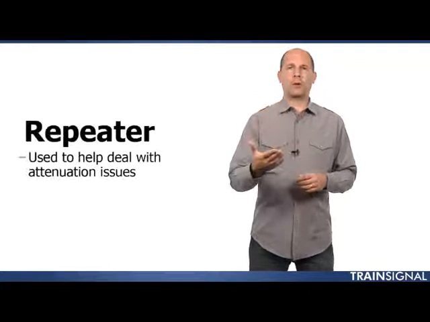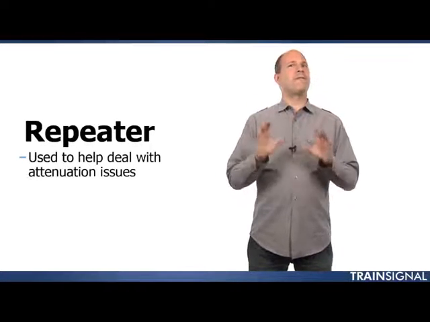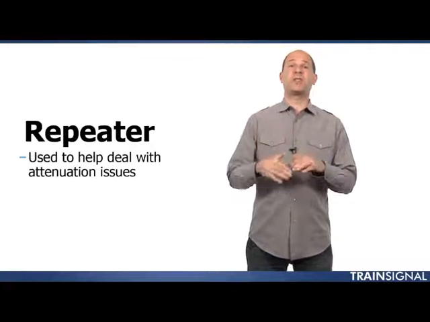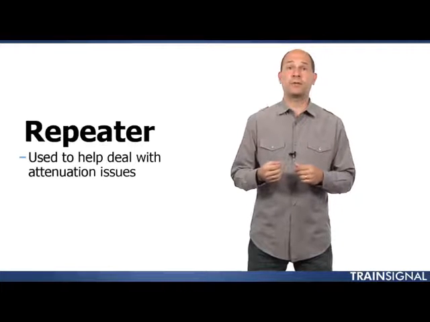Now, the next couple of devices that I want to go over with you really have to do with the beginning stages of truly forming a network. Now, the first of these two devices that I want to go over with you is called a repeater. Now, a repeater is a very simplistic device, and it is simply used to help deal with attenuation issues.